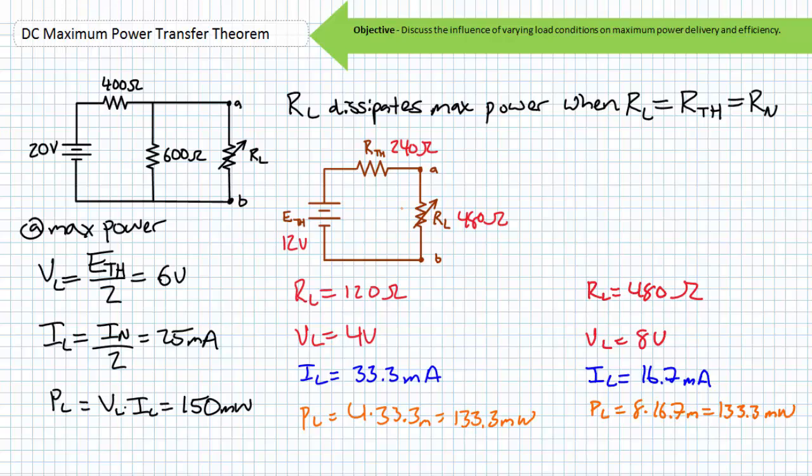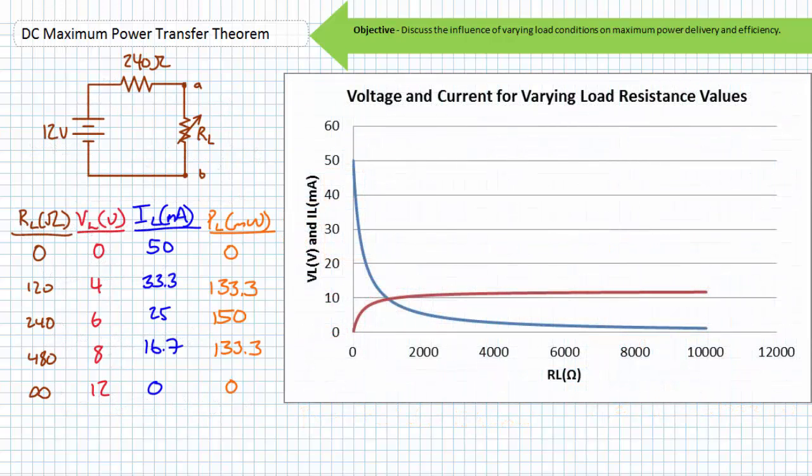This is where spreadsheet and graphing software become extremely handy, enabling visualizing the maximum power transfer theorem. If I was to plot voltage drop and current draw as a function of load resistance, I would obtain the following graph. At short circuit conditions, when the variable load resistor RL is adjusted to 0 ohms, current, the blue curve, is at a maximum of 50 milliamperes and precipitously decreases as RL increases.